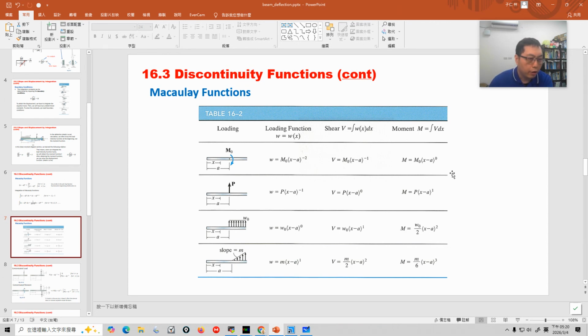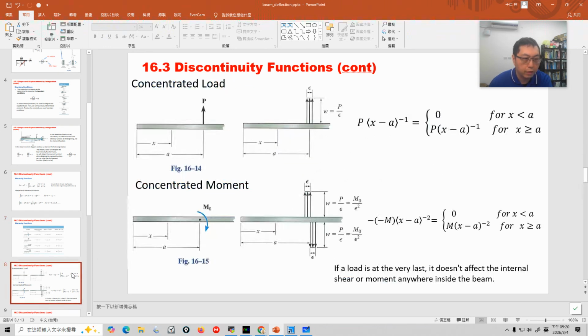Next, I want to explain why we represent the concentrated load and concentrated moment by a discontinuity function. Here is the explanation from this textbook. But this is not a very rigorous proof. It's kind of an intuitive derivation.